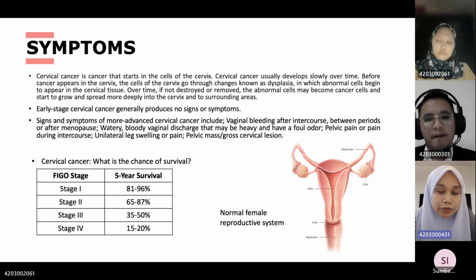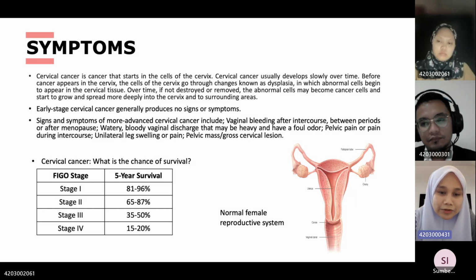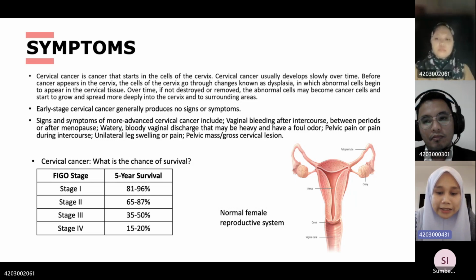This is the FIGO stage that is used by clinicians, gynecologists and obstetricians. In FIGO staging, we have 4 stages and 5-year survival rates. That's all from me. And for the next topic, I pass to my colleague.